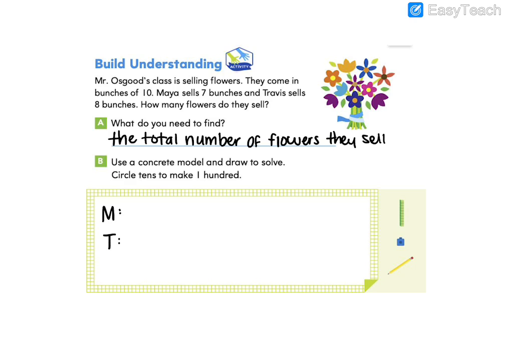I know that Maya sells 7 bunches. Remember, each of those bunches has 10 flowers in it. So I'm going to represent that by using a 10 stick. If she sells 1 bunch, it would be 10 flowers. So I'm going to show her 7 bunches. Go ahead and make sure your drawing shows 7 bunches for Maya.